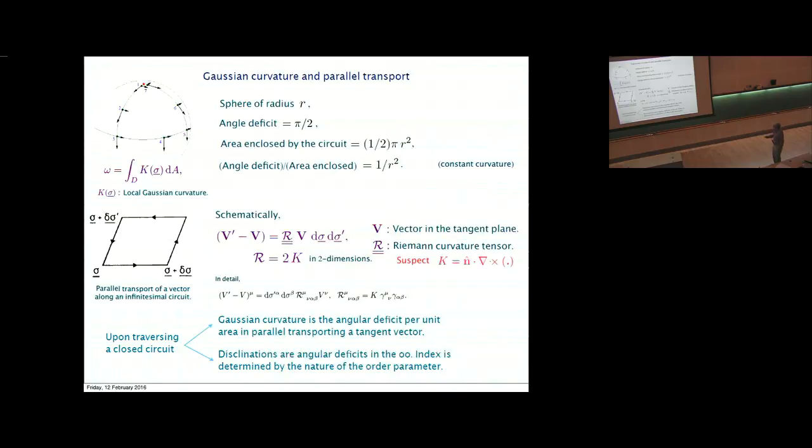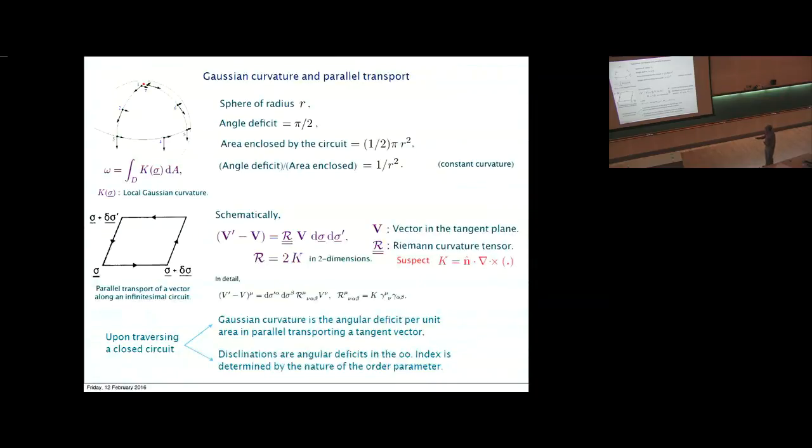In general, if I take a vector v and parallel transport it, when it comes back, it's v prime. The difference between the new vector and the old vector is given via this curvature tensor, and this r, the curvature scalar, turns out that it is twice the Gaussian curvature, only in two dimensions.